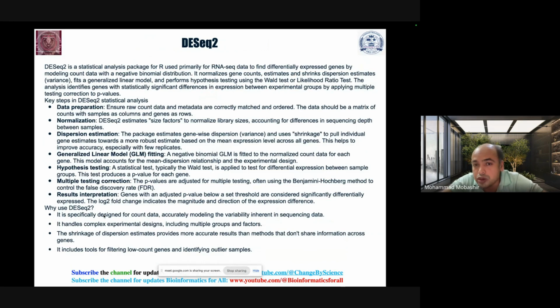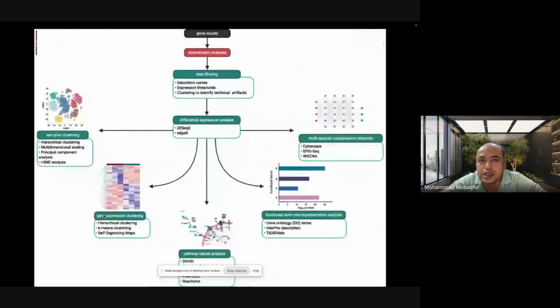But if you still want to use it, you need to write some small modules in order to incorporate them in DESeq2. And this is the workflow for DESeq2 utilization for calculation of differentially expressed genes in the case of RNA-seq data or whole genome sequencing or whole exome sequencing data.